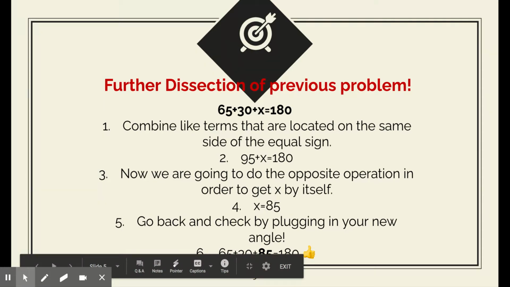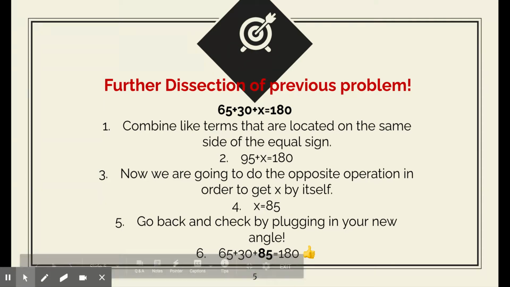And then I want you to go back and check your work by plugging in your new angle. So we already had 65 plus 30, and then we had x. Now we're saying x is equal to 85. So we're going to plug 85 in for x. So now you should have 65 plus 30, which was 95. And then if I add 95 plus 85, I should get 180 degrees.